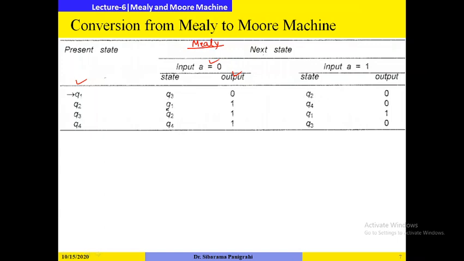So here you see Q1, here it is associated with 1. So Q1, where you are having a Q1? Yes, here you are having a Q1. So Q1 producing output 1. So Q1 always produces the output 1.